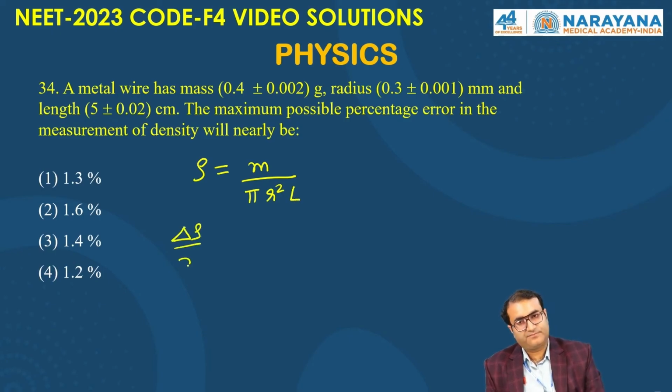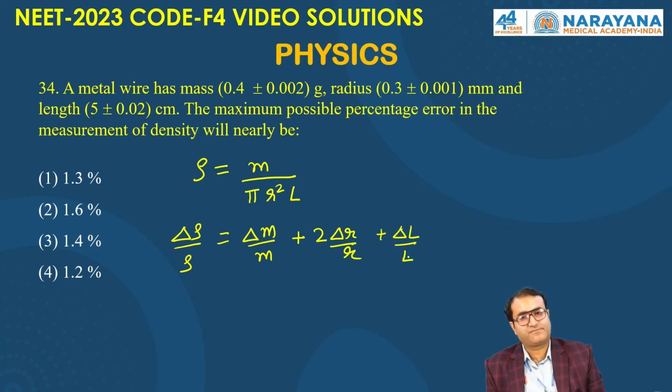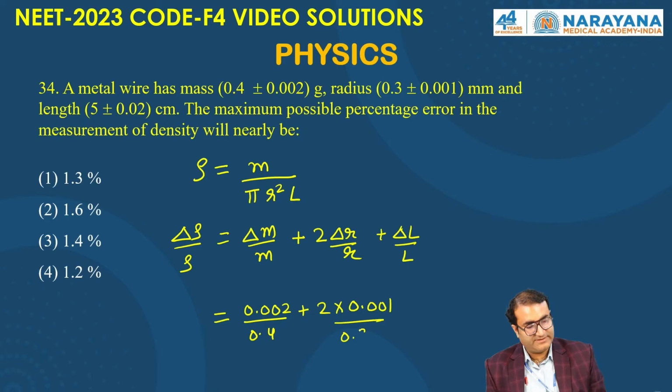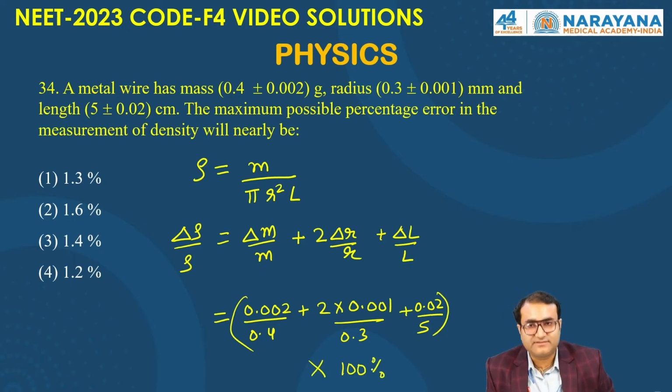So delta rho by rho. The power of mass is 1. We can write delta rho by rho as delta m by m. The power of radius is 2. So if you take it to the power minus 2, but you have to write plus only, plus twice of delta r by r, plus delta L by L. Delta m by m is 0.02 by 0.4, plus 2 times 0.001 by 0.3, plus 0.02 by 5. Just multiply this thing by 100%. You will get the answer, and the answer is nearly equal to 1.6%.